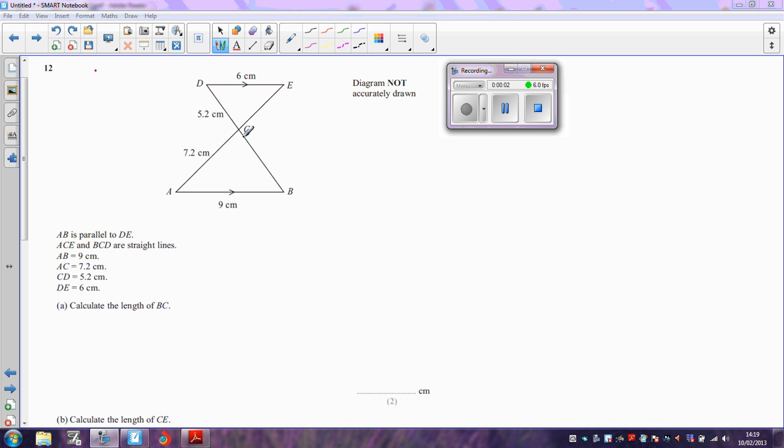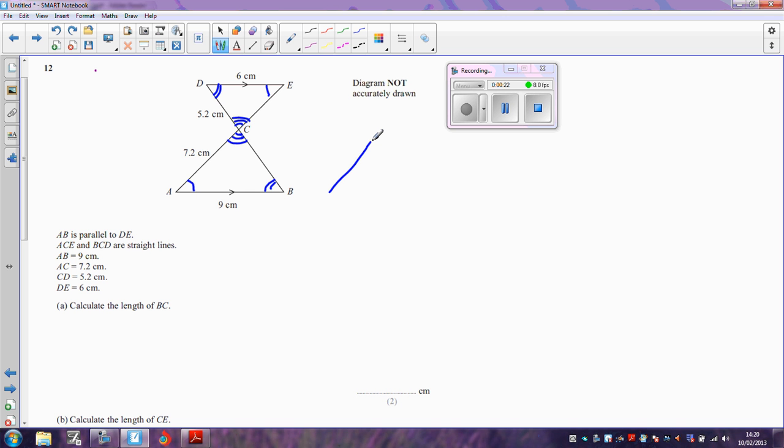Here we have two triangles which are similar. We can see that this angle up here is going to be the same as this angle down here because of alternate angles. The top and the bottom lines are parallel with each other. This angle here at D is the same as the angle here at B, and this angle here is the same as this one here because those angles are vertically opposite.